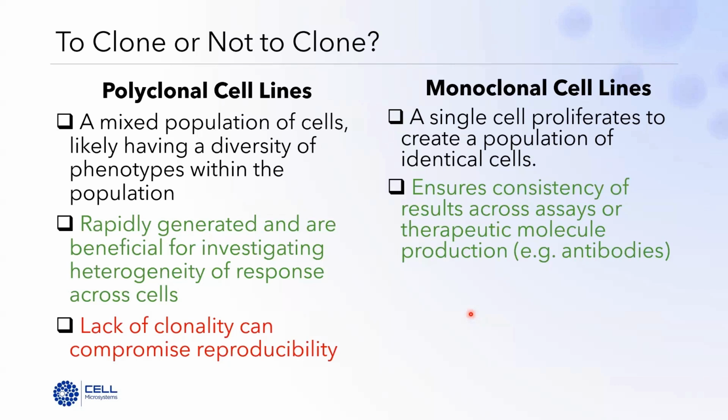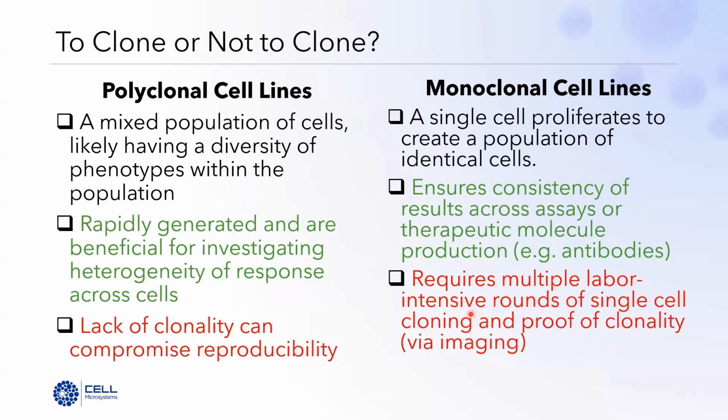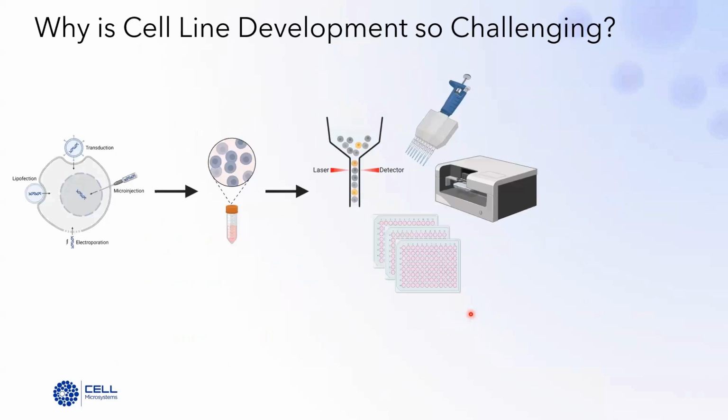For example, if you're making antibodies from a cell line, or you're using cells for drug screening across a wide variety of plates. But the downside of creating a monoclonal cell line is that it is incredibly labor intensive and it requires multiple rounds of single cell cloning and typically proof of clonality via imaging or other downstream sequencing methods to ensure that you have a homogeneous population.